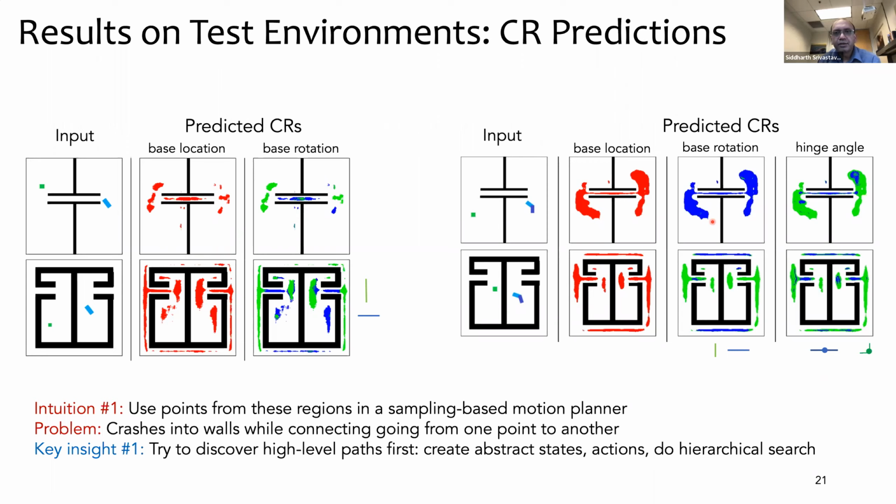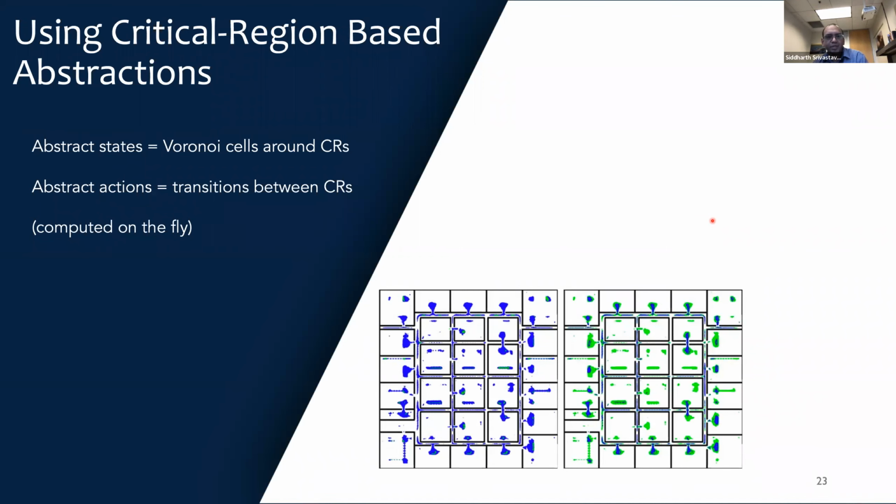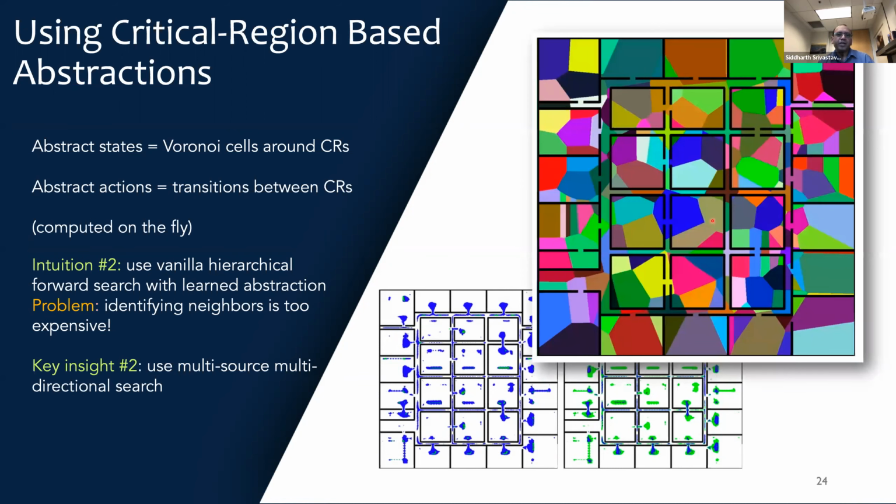So in order to do that, what we did was take the high-dimensional critical regions, and I can't show them very well on these slides, so I'm showing them separately here. And then from each critical region, we grew these Voronoi cells, which we are going to interpret as high-level states. And again, I'm showing a projection of these cells in a very large environment here. Okay. And once we have these abstract states, we formulate high-level actions as moves between these abstract states, right? But again, we can't do vanilla hierarchical search because we don't even know what the neighbors are.